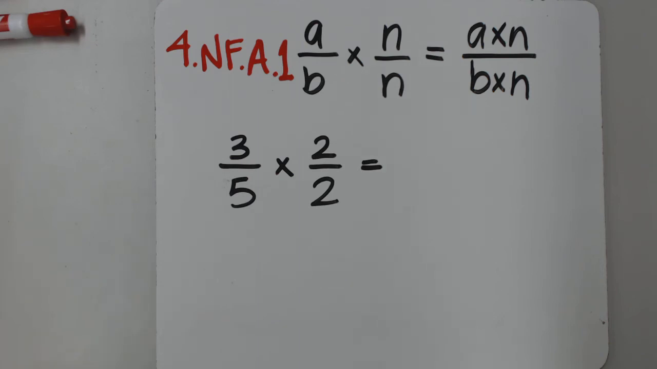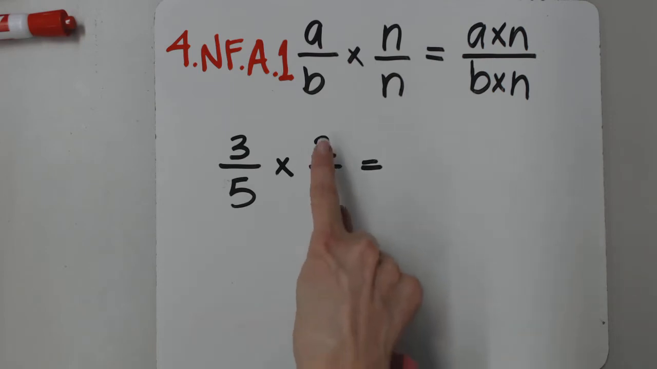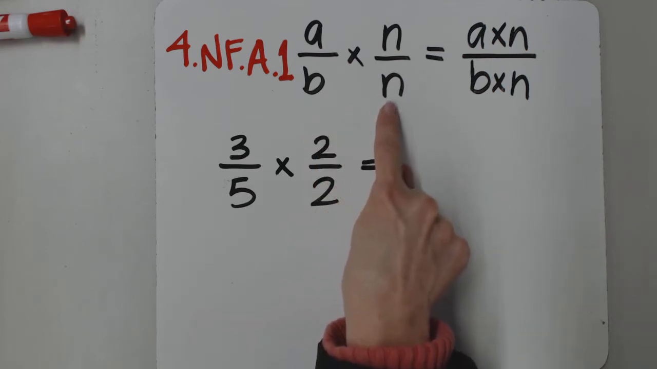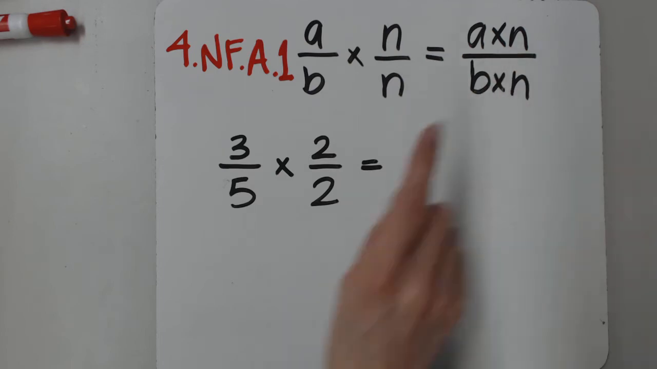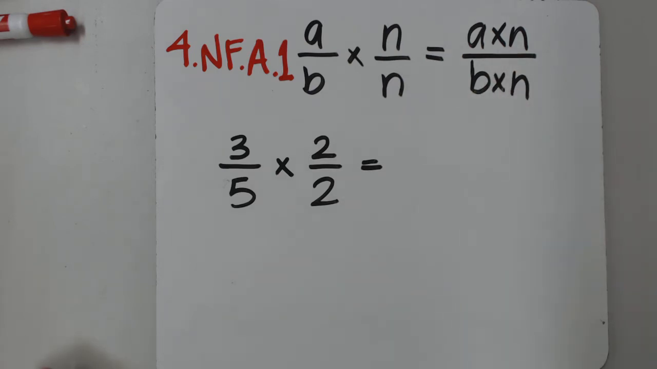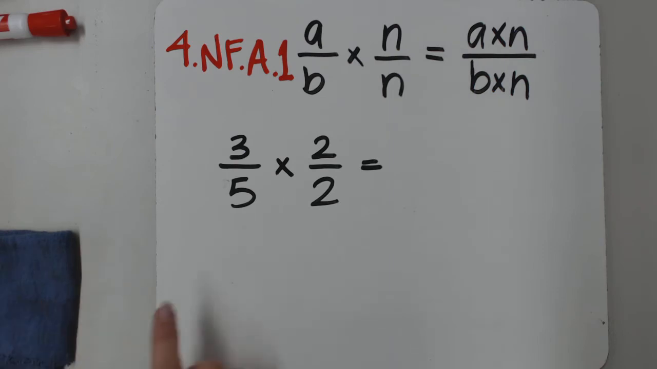Here we're going to target the 4th grade standard for operating with fractions, where we extend our understanding of fraction equivalence, and in particular, we look at how a over b times n over n is equivalent to a times n over b times n. So to illustrate this, we're going to use a numerical example where we have 3/5 times 2/2.